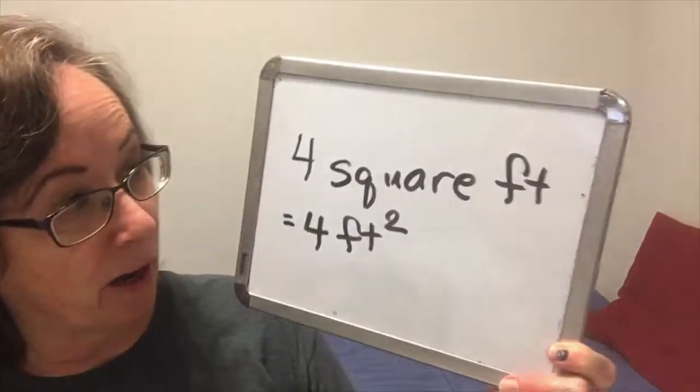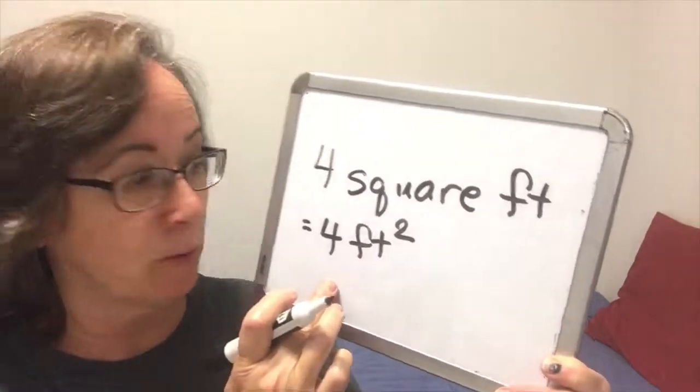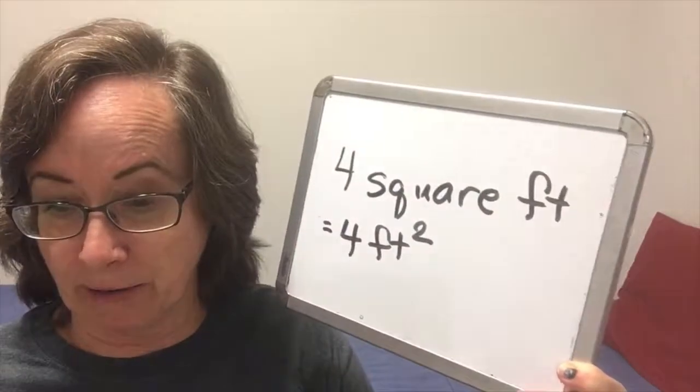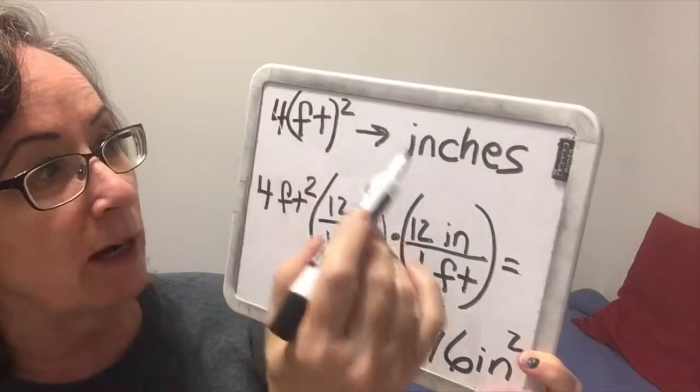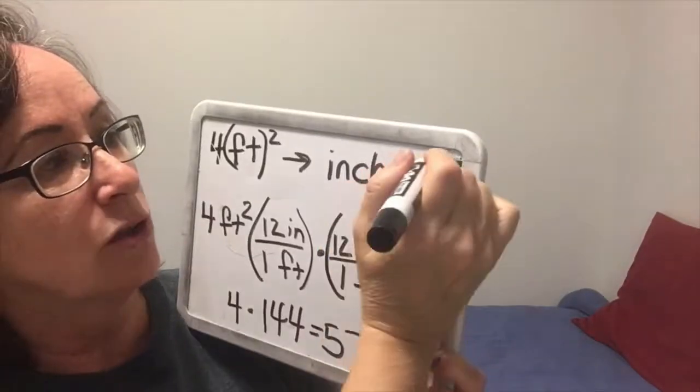4 square feet is equal to 4 feet squared. And so now we're going to move from 4 feet squared to inches squared.